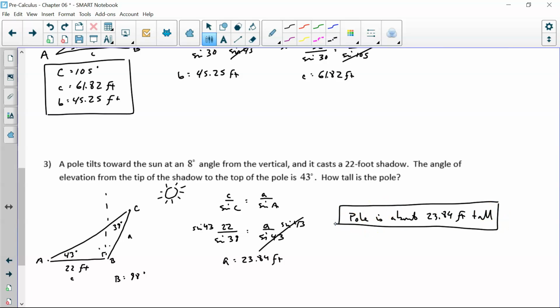All right. In the next lesson, we're going to be talking about the ambiguous case that happens with the law of sines.